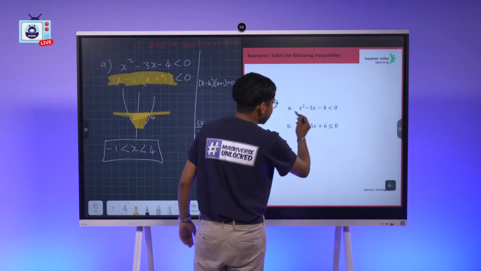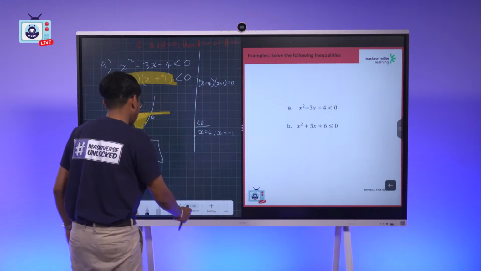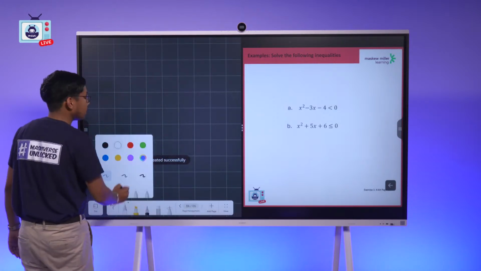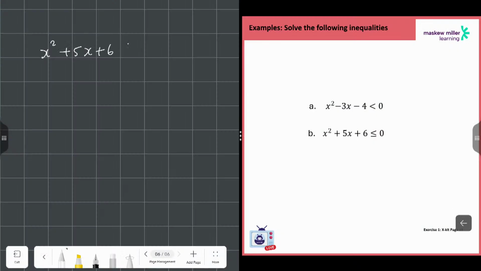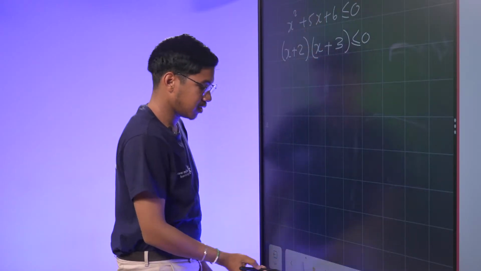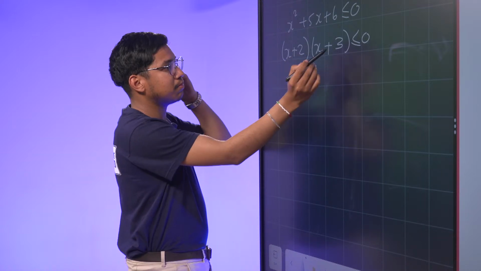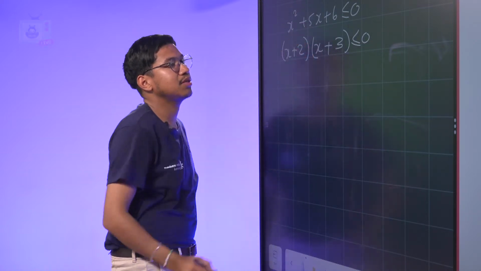So I've deliberately chosen another example, which will be slightly different. In this one, we have x squared plus 5x plus 6 is less than or equal to 0. Step number 1, I'm going to do factorization. This is very easy. I have x there and x there. The factors of 6 to give me 5 will be 3 and 2, and both will be positive. I can always double check it: 2 plus 3 is 5, and 2 times 3 is 6.